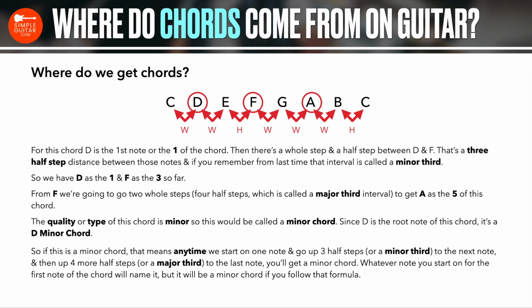So whatever note you start on for the first note of the chord, we'll name it, but it will be a minor chord if you follow that formula every single time. So this is what the minor chord formula looks like. It's a 1, and then up 3 half steps or a minor third to a 3, and then up 4 half steps or a major third to the 5.